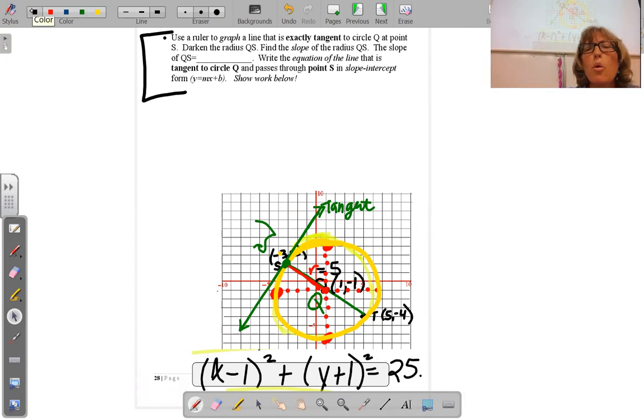So step number 1, we are going to find, I'd like you to physically trace QS. Physically trace QS. Did you trace QS? What did I ask you to find? The slope. Good. Slope is rise over run.